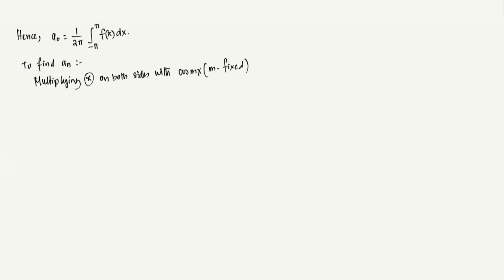If m can be 1, m can be 2, m can be any fixed natural number, right? It does not really matter what m is. You can fix any of that. So basically, we want to find what am is. And to do that, we are going to do this.